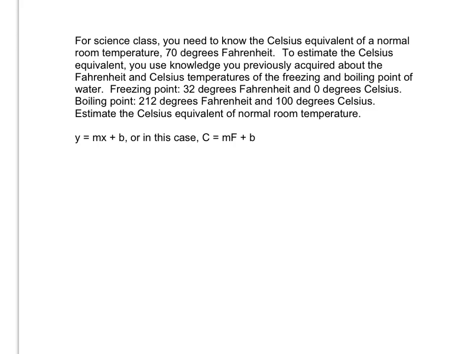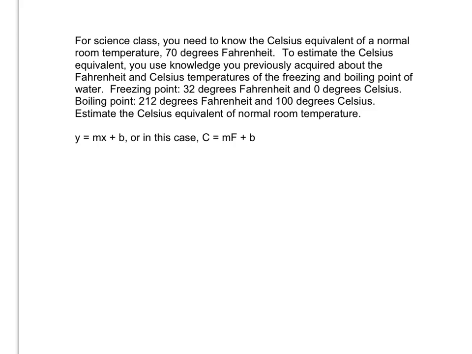Alright, so in this problem it says, for our science class, you need to know the Celsius equivalent of normal room temperature, 70 degrees Fahrenheit. To estimate the Celsius equivalent, you use the knowledge you previously acquired about Fahrenheit and Celsius temperatures of freezing and boiling points of water. Okay, so for example, the freezing point of water is 32 degrees Fahrenheit, which is the same as 0 degrees Celsius.